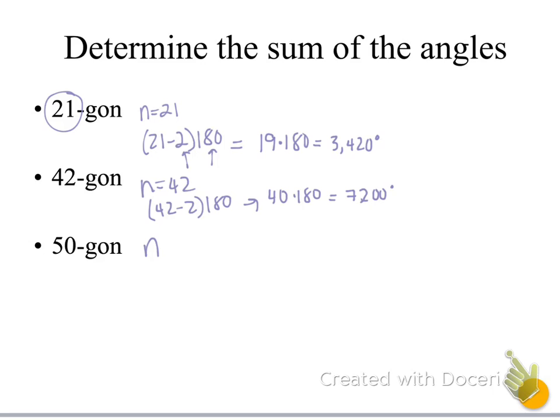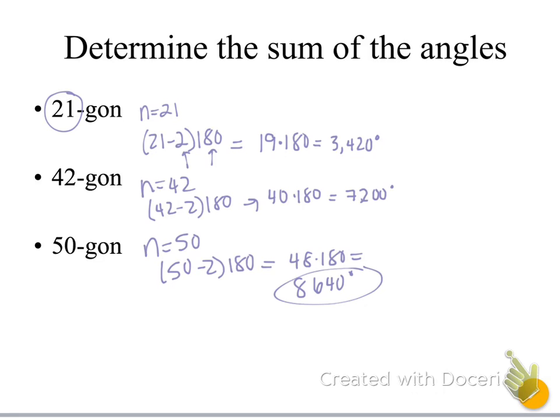Okay, my next one is n is going to be 50. So I do 50 minus 2 times 180. Work the inside first. 50 minus 2 is 48. 48 times 180 is 8,640 degrees to share between all of those angles.